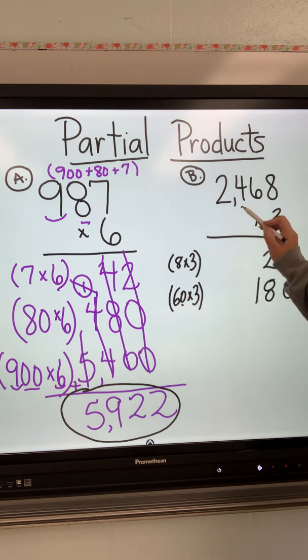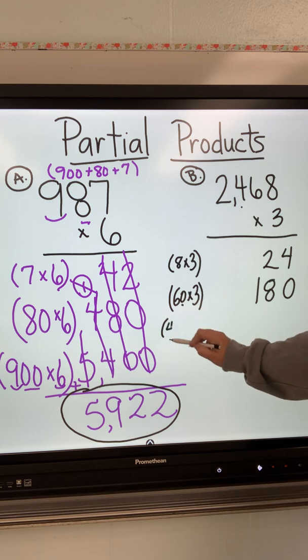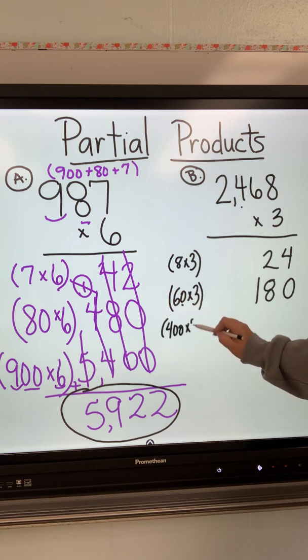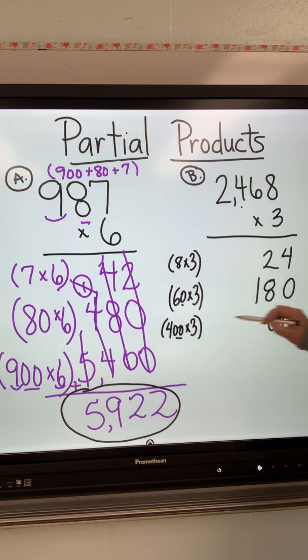Then you're going to look at the value of the 4, which is 400 because it's in the hundreds place. I'm going to multiply it times 3. I have 2 zeros here. I'm going to bring them here. 4 times 3 is 12, so I'm going to write my 12 there, which makes the product 1,200. I'm going to go ahead and add my comma.